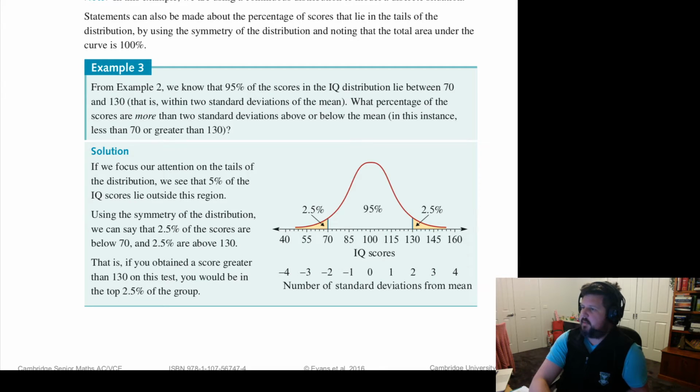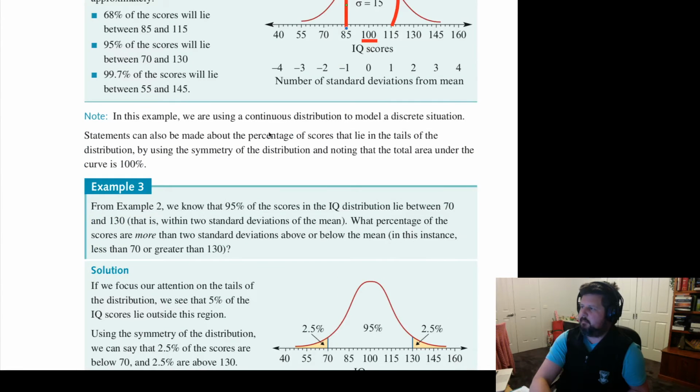Okay, this says, for example, number 2, we knew that 95% of the scores from the IQ distribution lie between the 70 and the 130. That was within two standard deviations of the mean from above. What percentage of the scores are more than two standard deviations above or below the mean? So in this instance, it's less than 70 or greater than 130. So here we're looking at the 70 and we're also looking at the 130. So we're looking at the percentage that's above two standard deviations and below two standard deviations.